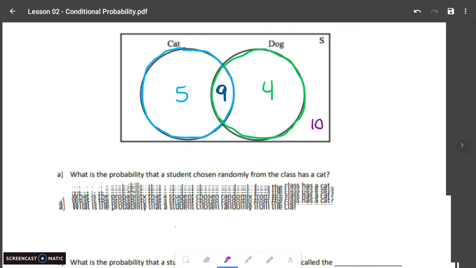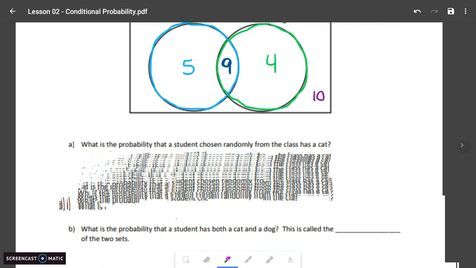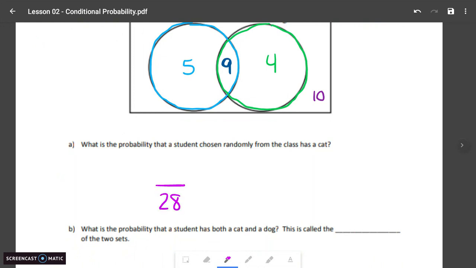What is the probability that a student chosen randomly from the class has a cat? Remember, you're choosing from the entire class, which is a total of 28. And we're choosing someone that has a cat, so that was a total of 14 for the cats. If I wanted to, I can even simplify that down to 1/2, or 0.5, or 50%. You could write it really in any way you want.